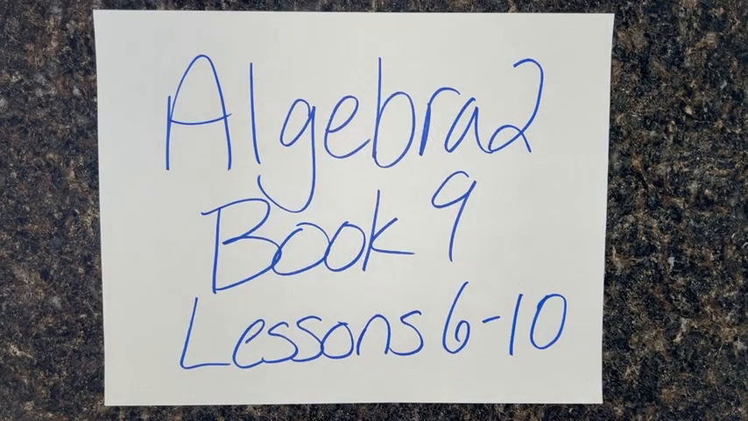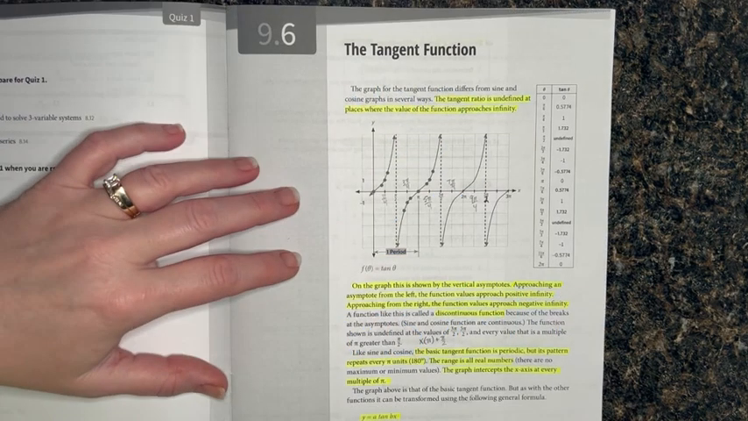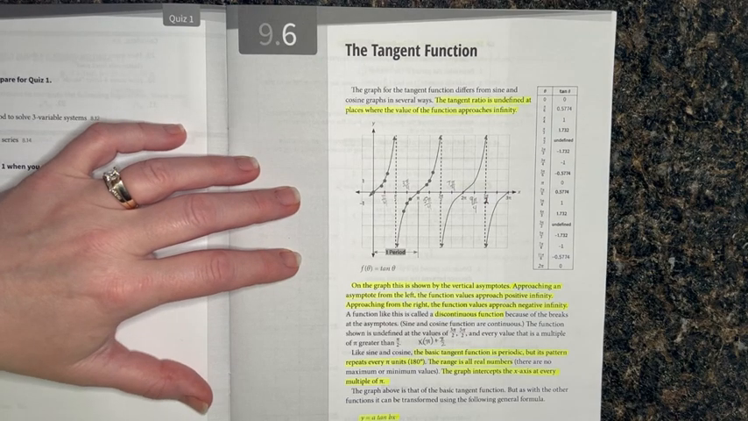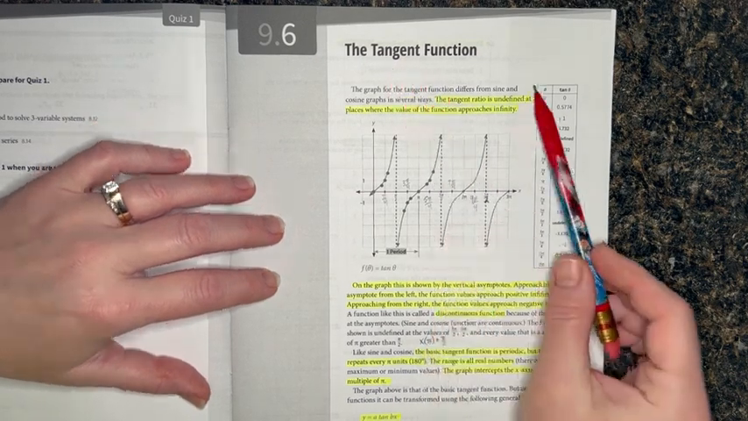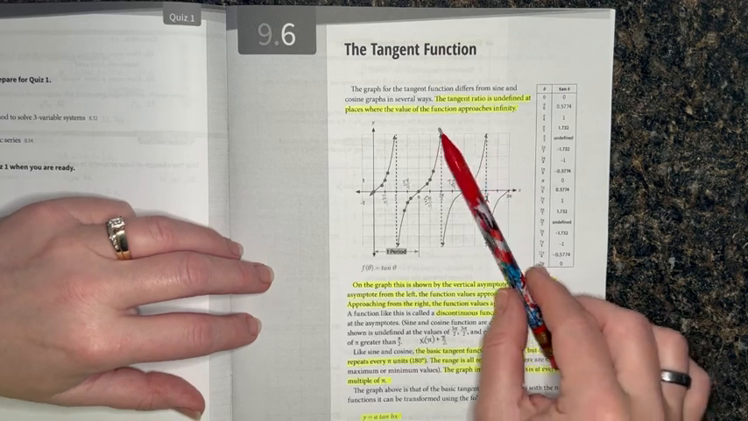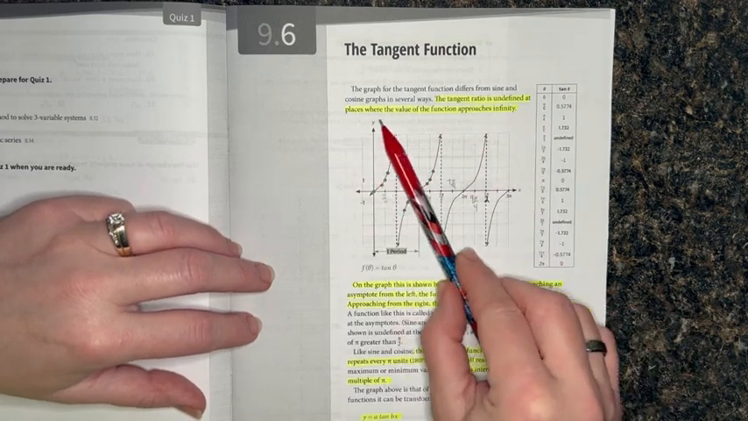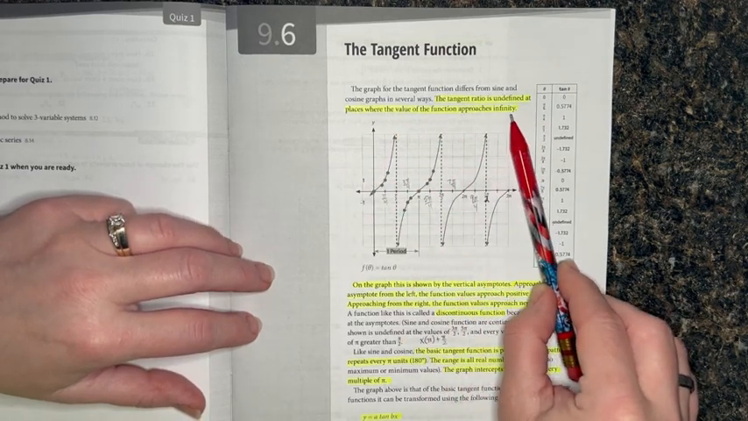Today we're going to be going through Algebra 2, Book 9, Lessons 6 through 10. Lesson 6 begins on page 17, and it's titled The Tangent Function. It says here that the tangent ratio is undefined at places where the value of the function approaches infinity.